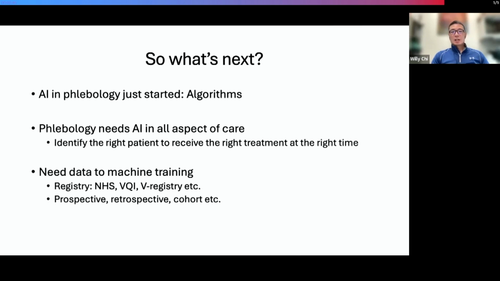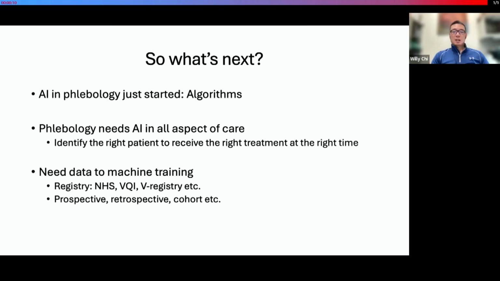I already said it, the AI in phlebology really has just begun because we have algorithms. So next time you hear about AI in phlebology, you should think about algorithm intelligence rather than artificial intelligence. Now, phlebology needs AI in all aspects of its care. I already mentioned the diagnosis, I already mentioned the treatment. Well, let's bring in more of those variables, including ethnicity, including age, including body habitus, weight, functional level, and so on and so forth.